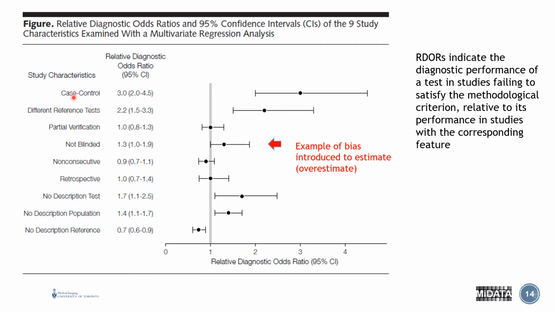Now you can see here there's a whole list of study characteristics that could potentially introduce bias into your diagnostic study. For example, just using a case control, difference in reference tests, partial verification, not blinded, which we just went over, non-consecutive patients, a retrospective study, no description of the test, no description of the population, and no description of the reference standard.